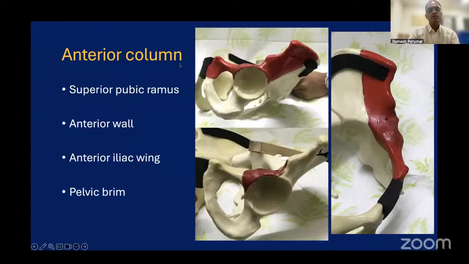Now coming to the anterior wall and column, the anterior column extends from the iliac crest and the anterior superior iliac spine down to the anterior inferior iliac spine, then over the anterior wall, and onto the pelvic brim up to the superior pubic ramus. These are the boundaries of the anterior column. However, the portion between the anterior inferior iliac spine and the root of the pubic ramus forms the anterior wall. In the middle diagram, the anterior wall extends from the anterior inferior iliac spine to the root of the superior pubic ramus.